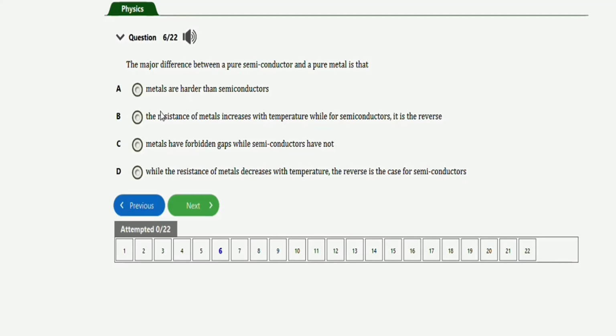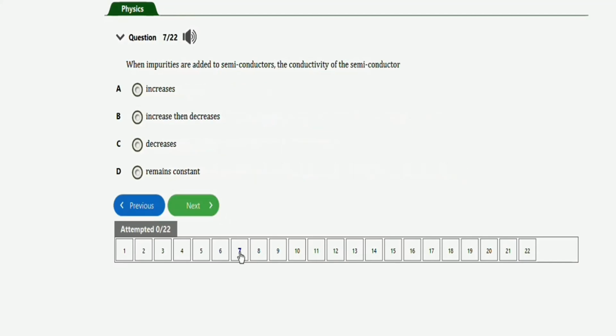The next repeated question will be this one. It says when impurities are added to a semiconductor, the conductivity of the semiconductor basically increases. So this is basically doping in action, so it will increase.